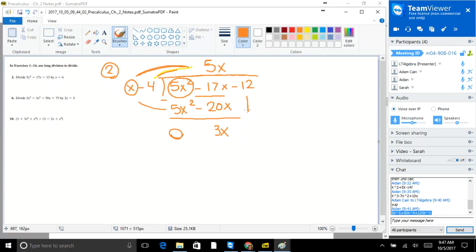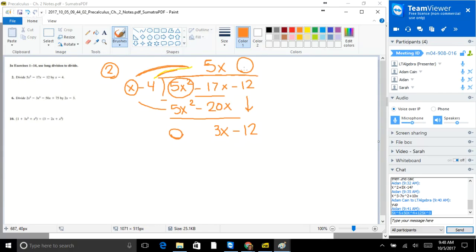And then I'm going to bring down my next term. So 3x minus 12. So now I go back to the top, and I need to figure out, what do I put in my constant term? What do I put right here?